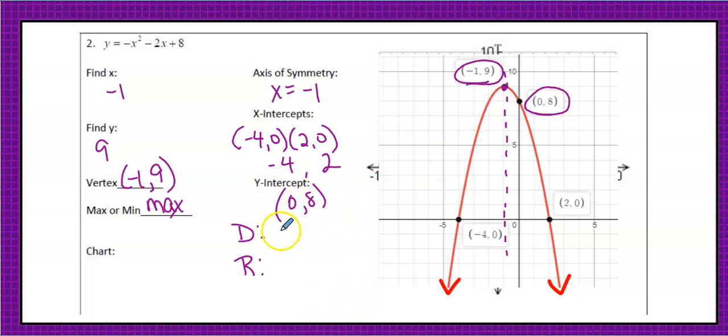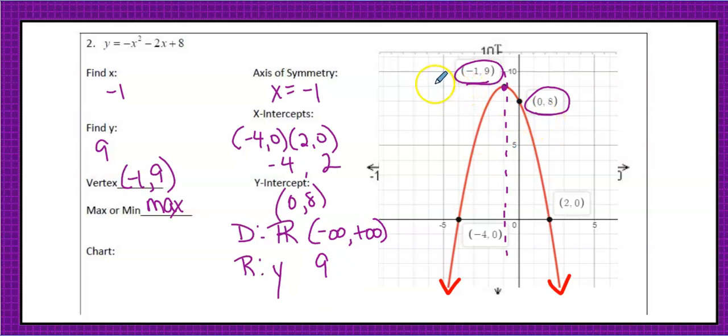The domain is always the same for a parabola. It's either all real numbers, or again, you can write -infinity to +infinity. I don't care which one of those you use. Range, okay, I want you to look for the y value in the vertex. It's going to be a y and then a 9, okay?